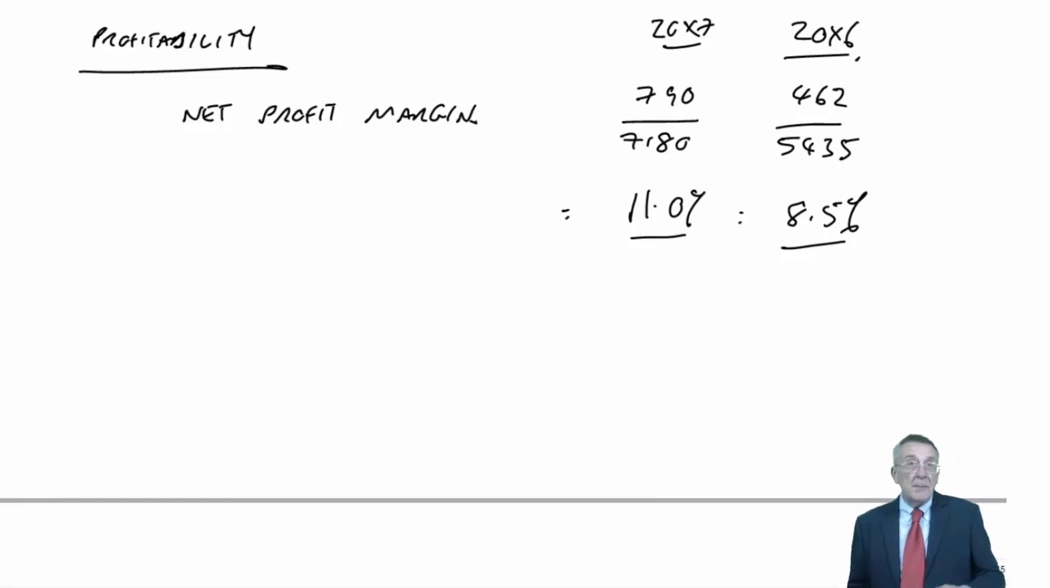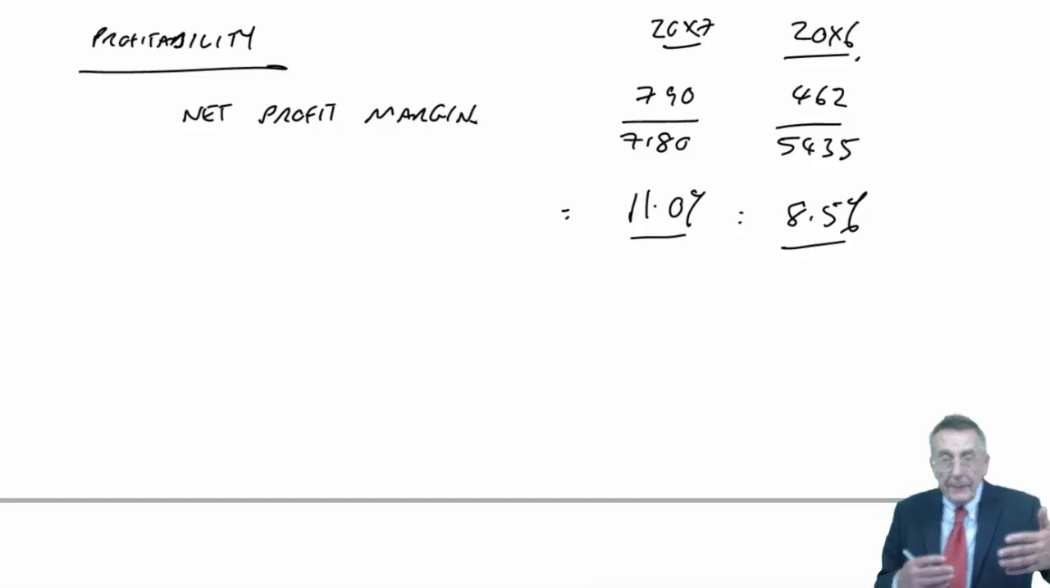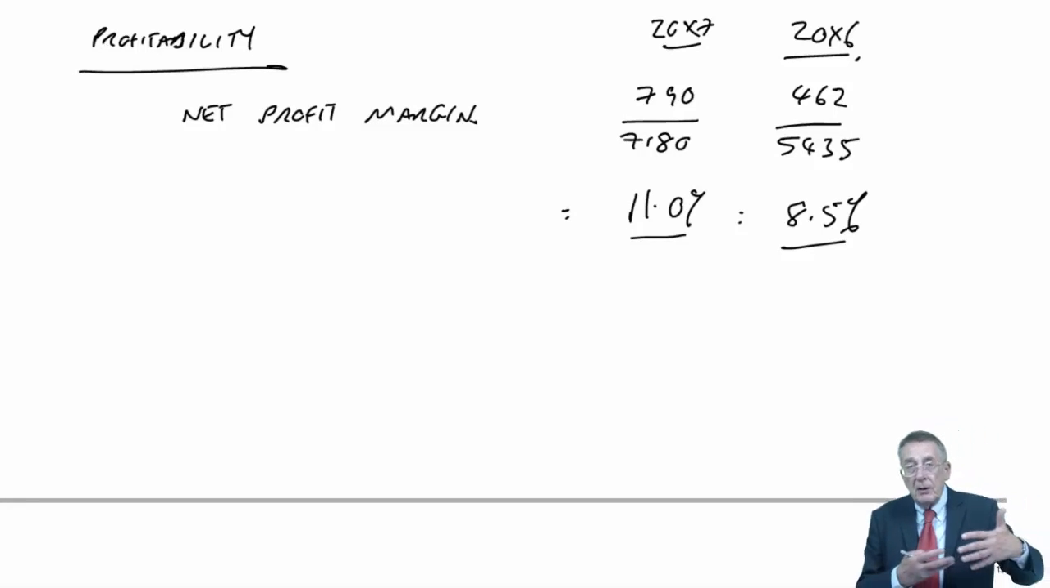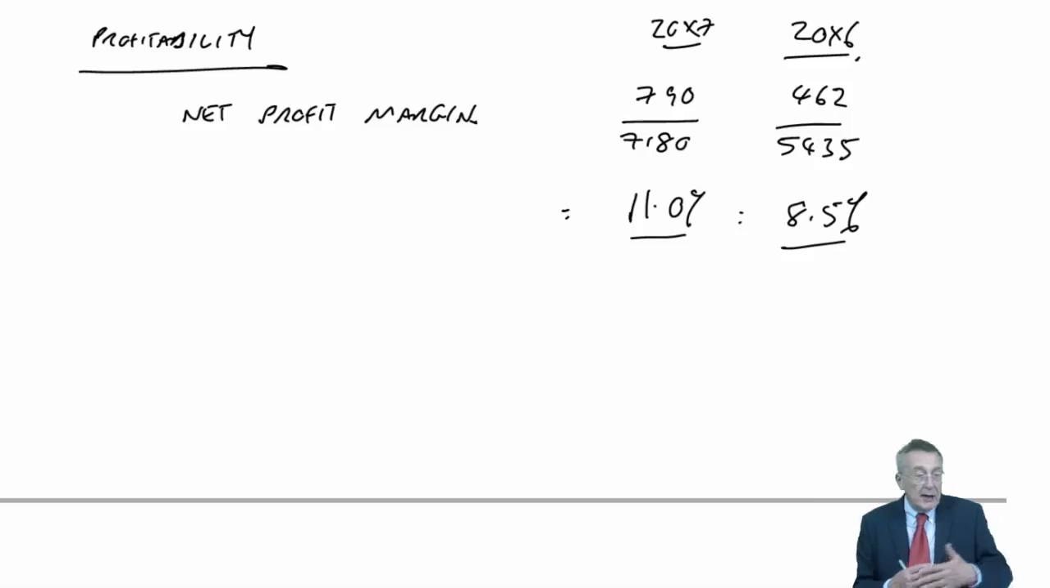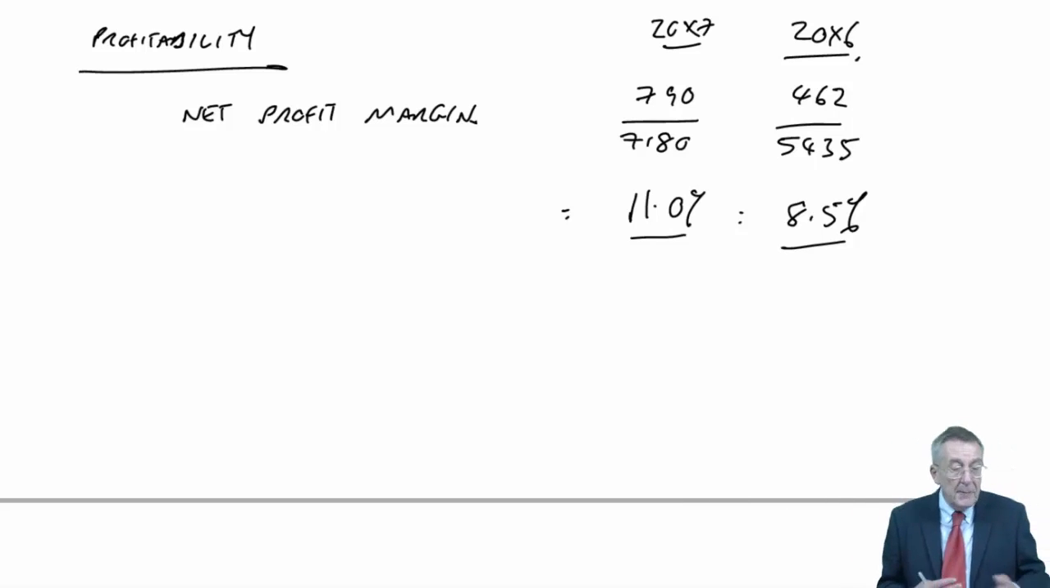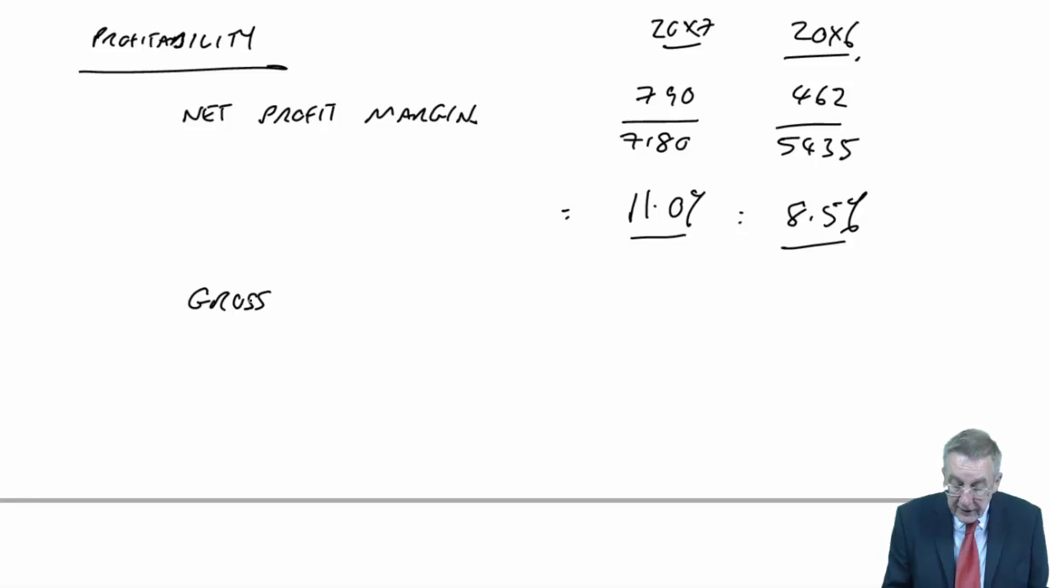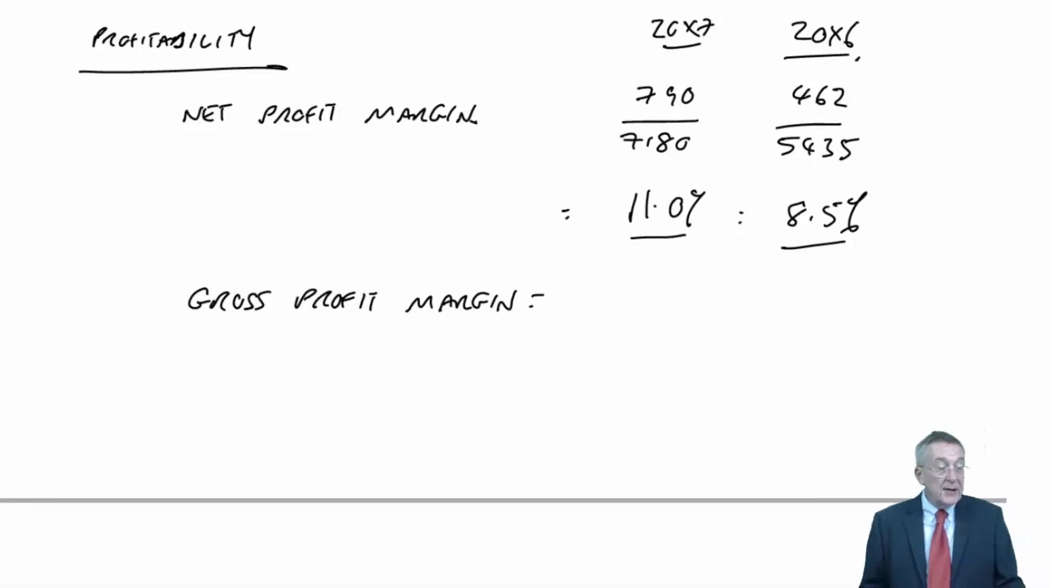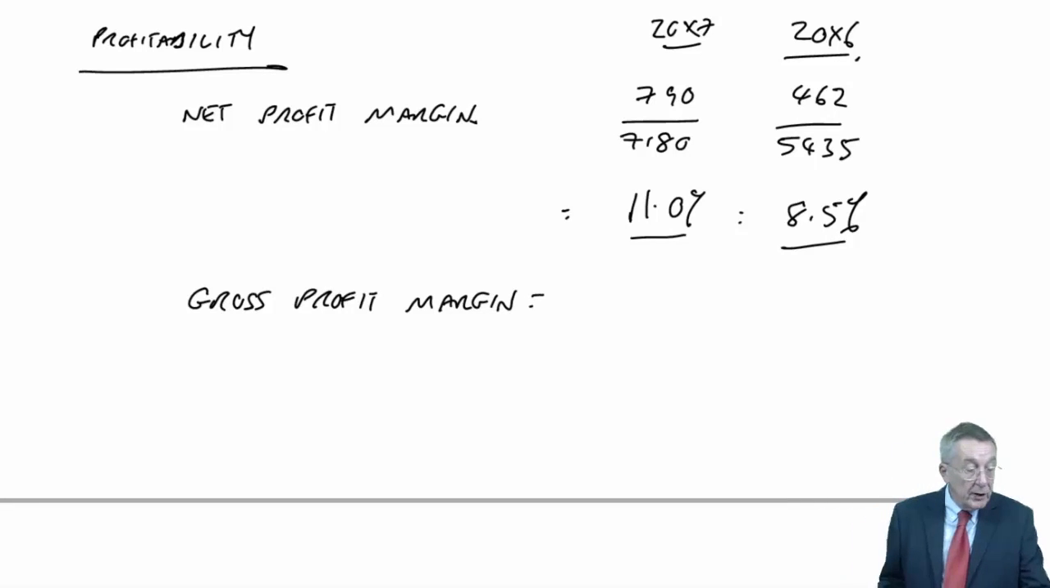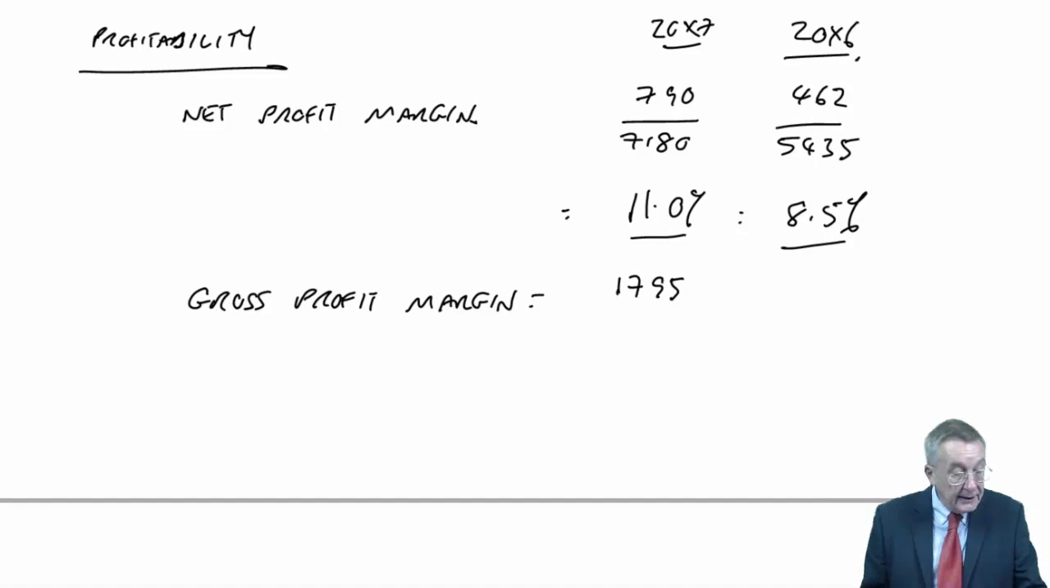So profit could have gone up because we've got a higher gross profit margin. We managed to cut the cost of sales, or it could be that we've managed to cut admin expenses. And so the gross profit margin, I think, speaks for itself. The gross profit before expenses, 1795 as against last year 1223.